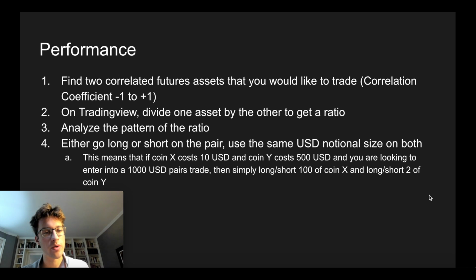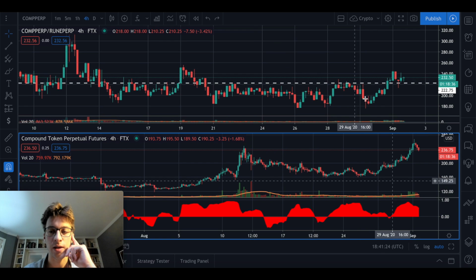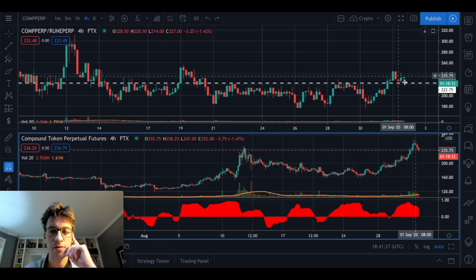So the first thing that we want to do is find two correlated futures assets that you want to trade. The easiest way to find the correlation between two coins is the correlation coefficient on TradingView. That's something I have set up here. I know that there's a lot going on. Ignore this, that will be covered.